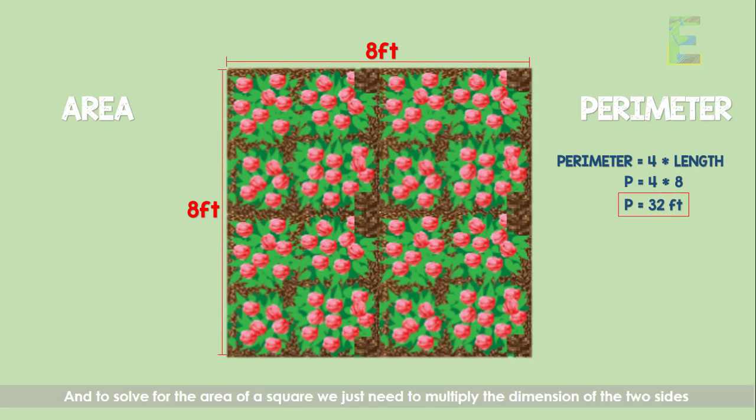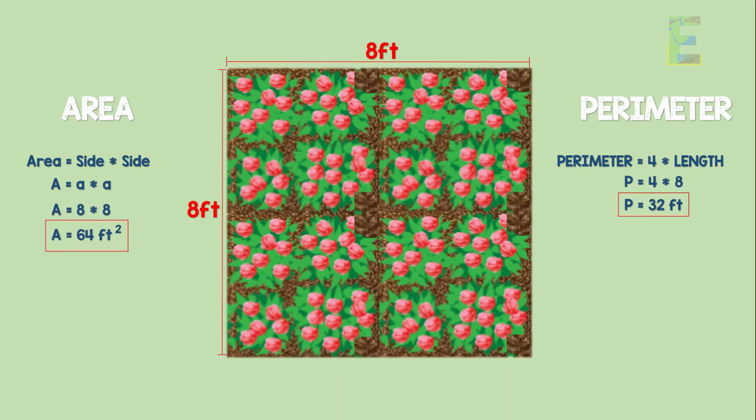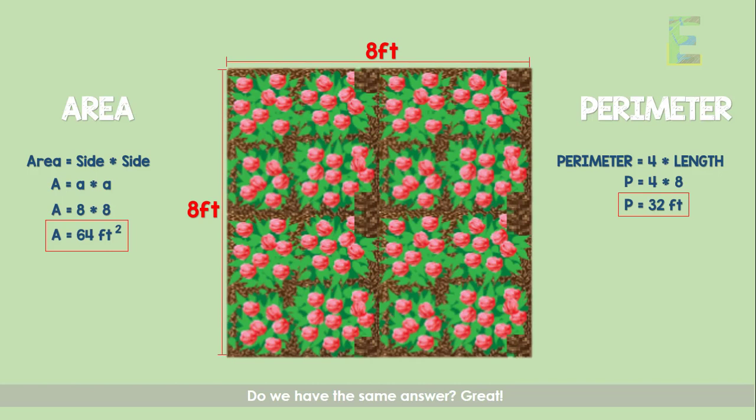And to solve for the area of a square, we just need to multiply the dimension of the two sides. So in this problem, the dimension is 8 feet. So 8 times 8 is equal to 64. Therefore, the area of the garden is 64 square feet. Do you have the same answer? Great! Good job!